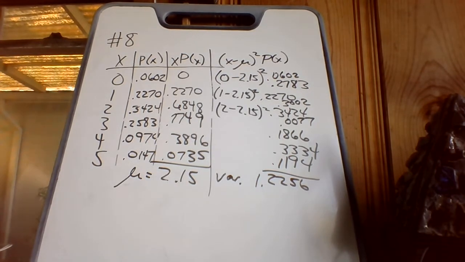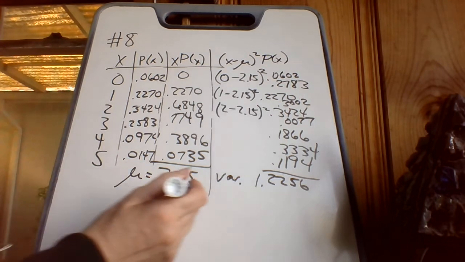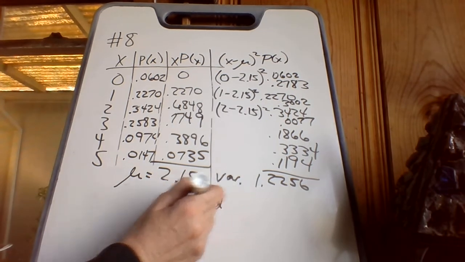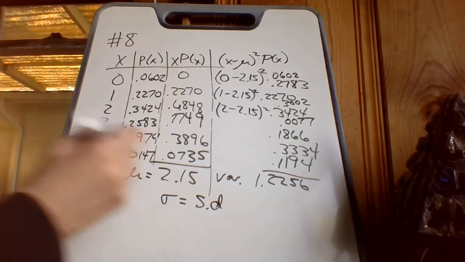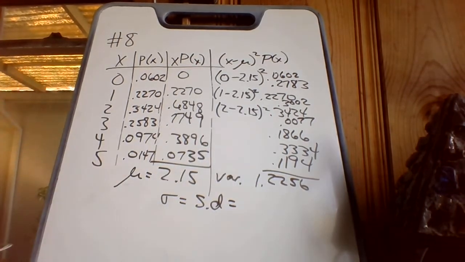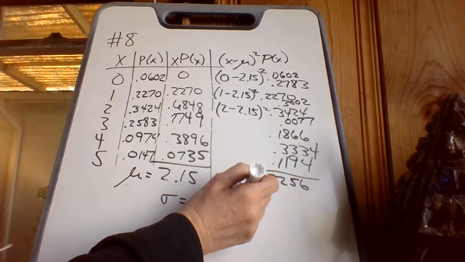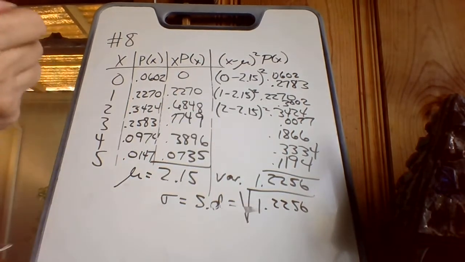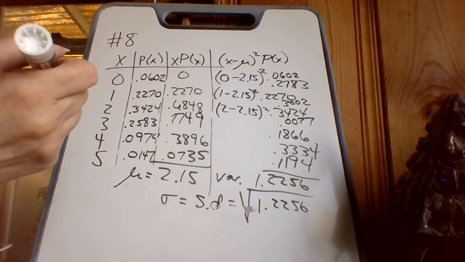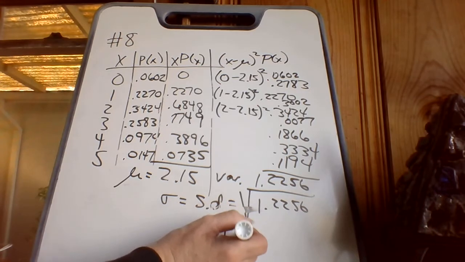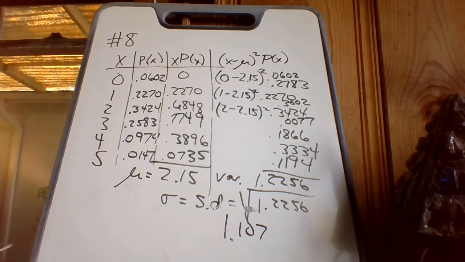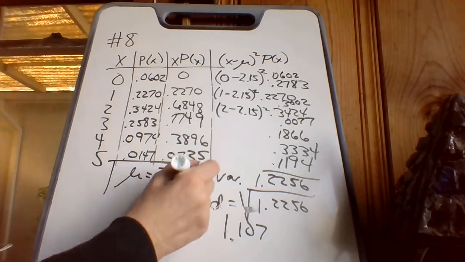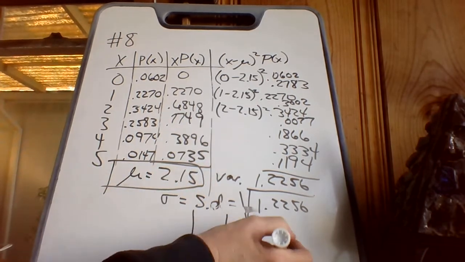Nobody asked for the variance. They said they want the standard deviation. So the standard deviation, and it's sigma here just because this isn't a hypothetical, this is every possible case, is the square root of that, which turns out to be 1.107. And that's the standard deviation. So I got the mean right there, 5 points there, and the standard deviation, there's my other 5 points there.